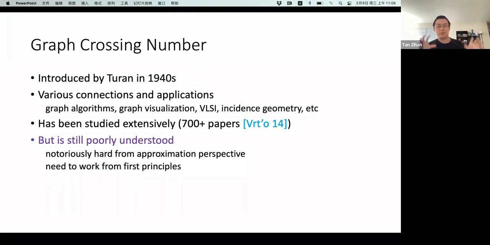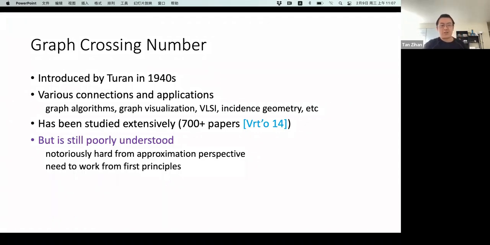If you just think about it a little, some typical methods of designing approximation algorithms like LP or SDP simply do not work for this problem. How do you characterize a crossing by an LP? It's not easy. So you basically need to work from first principles. This is the interesting part of this problem that I like.